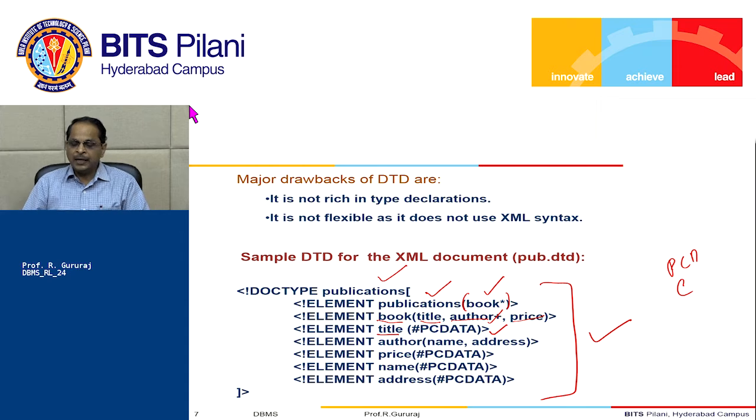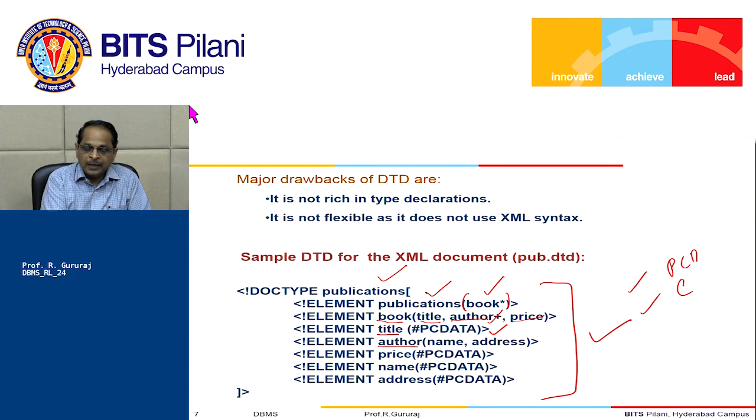If it is PCDATA, when you apply parsers to parse the XML document, this content is also identified or recognized by the parsers. If it is simply CDATA, character data which is not parsed, then the parsers will skip this content. That is the only difference. Otherwise, for all elements, the content can belong to only the type string. Character strings, nothing else.